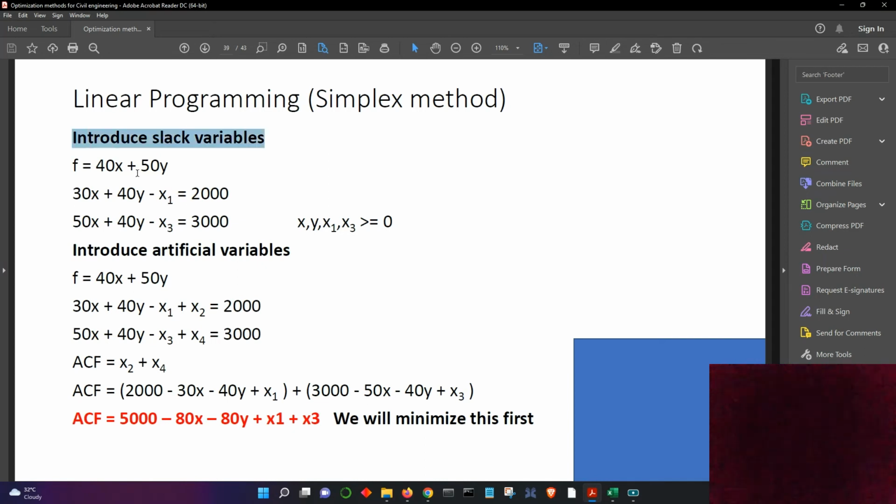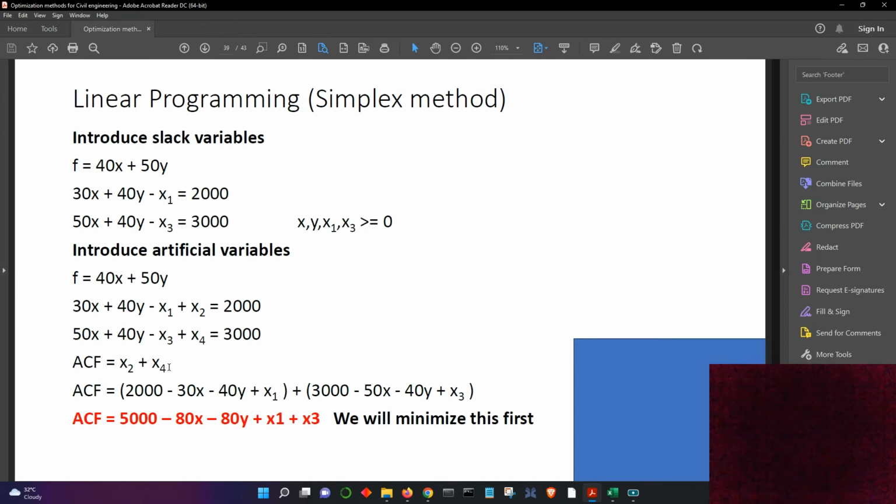This is what we did, introduced slack variables, right? Now we will introduce two more variables, x2 and x4. Previously we introduced x1 and x3. So don't be confused. I introduced x3, not x2. So now we will introduce artificial variables, that is x2 and x4. But the thing is, already there was an equality sign. Now when we have added some artificial variables, this equality sign will be disturbed, right?